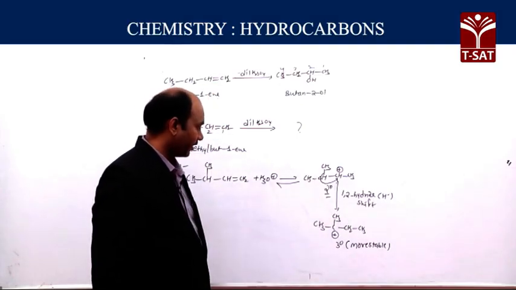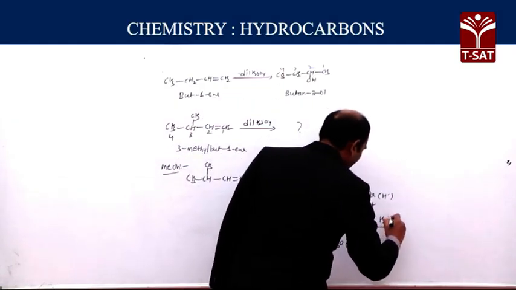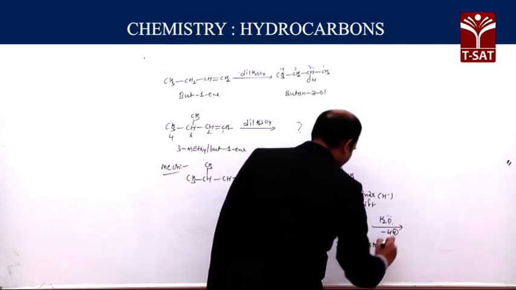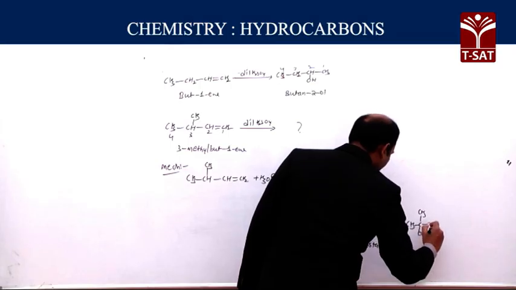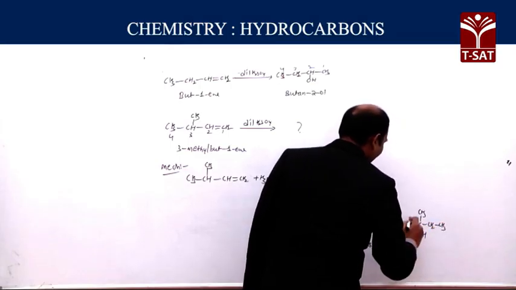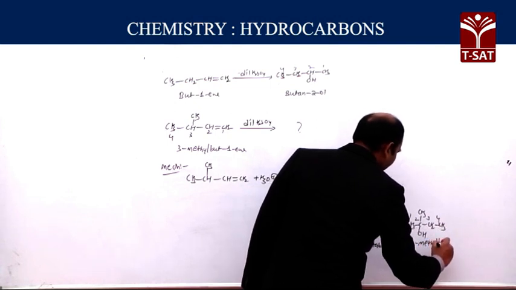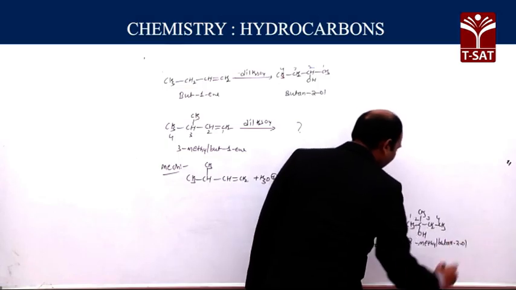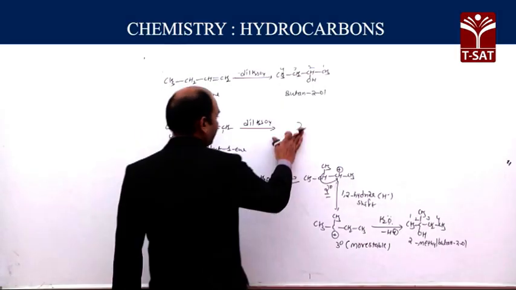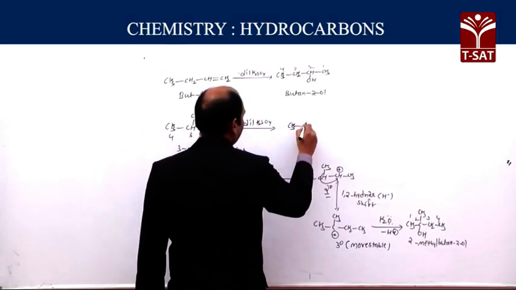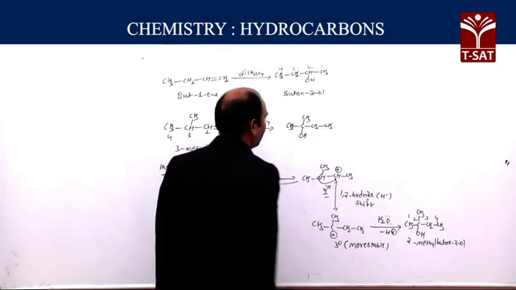So the 1,2 hydride shift takes place, a tertiary carbocation is formed, then addition of water, and then minus H plus. So we get CH3, C, CH3, here it is OH, this is CH2, CH3. This is 1, 2, 3, 4, 2-methylbutan-2-ol. So here the product is CH3, C, CH3, OH, CH2, CH3.